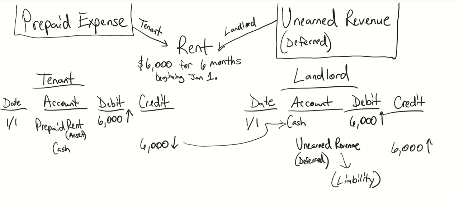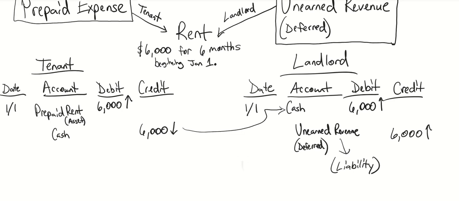So this will go to the prepaid rent account as an asset, because the tenant has the right to use the landlord's facility for 6 months as of January 1st. On the landlord side, that cash is essentially a liability, because they have to put some work in for that cash that was received in advance. So this is why the unearned revenue account, the liability account, is credited for $6,000. The landlord has to allow the tenant to stay in this facility for 6 months, because they already received the cash payment.